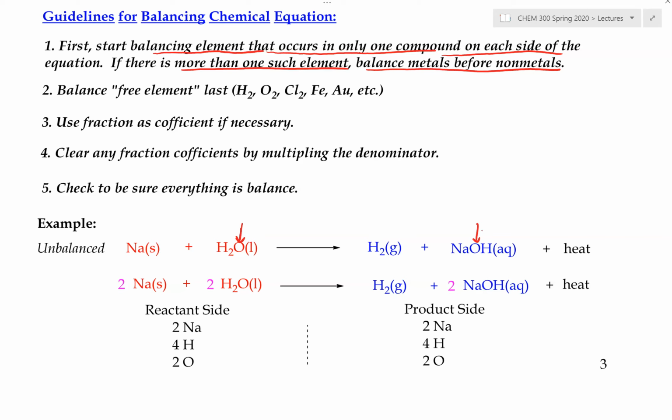Now, hydrogen would not fit into this definition because hydrogen exists in one compound here on the reactant side. However, it exists in two compounds on the product side. So it exists in multiple substances on the product side. And that is why we will not be balancing the hydrogen first.